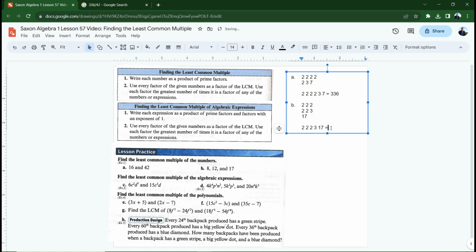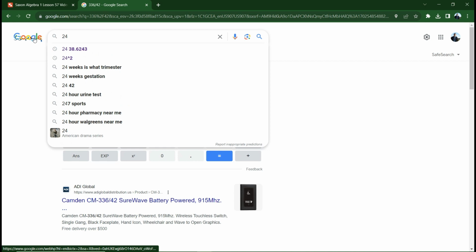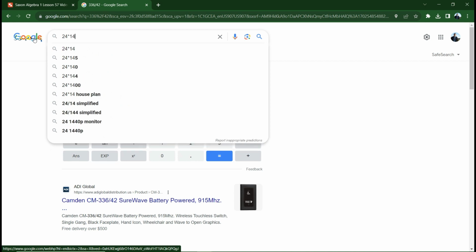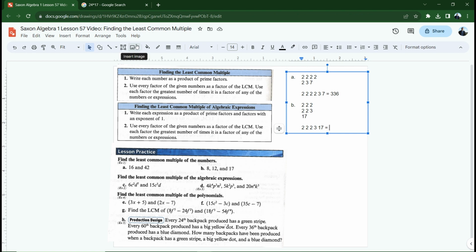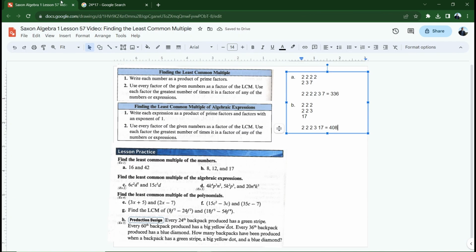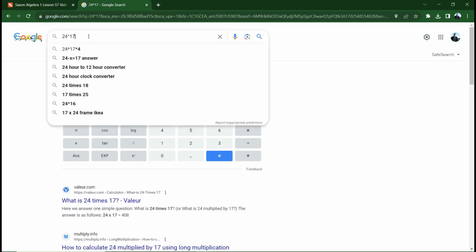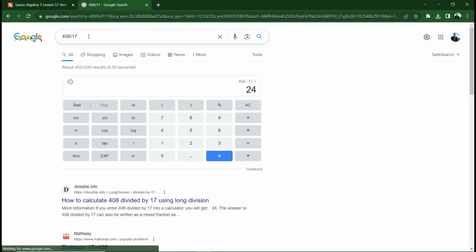If we do the math here, 2 times 2 times 2 is 8. Times 3 is 24. I'm going to have to look up 24 times 17 because that one I cannot do in my head. I could do it on paper. It really wouldn't be that hard. 24 times 17 is 408. Let's double check our work and see if 408 can be divided by 17. Well, we know it can. Let's just make sure. So 408 divided by 17 is 24.